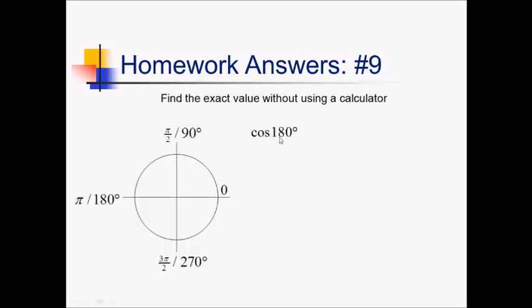For this problem, we want the cosine of 180, which is right here on the left side of the unit circle. Cosine is asking about the x value. Over here, that's going to be negative 1.